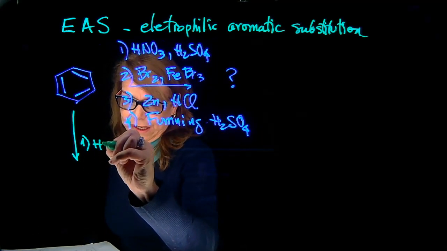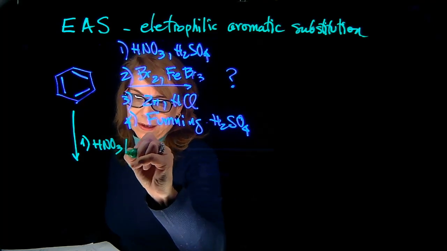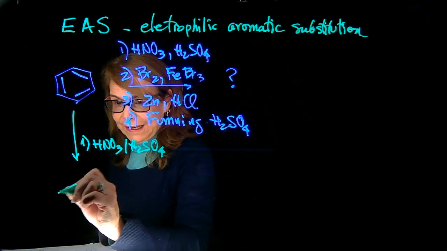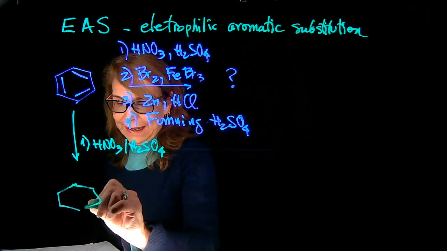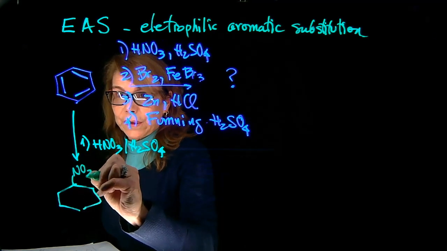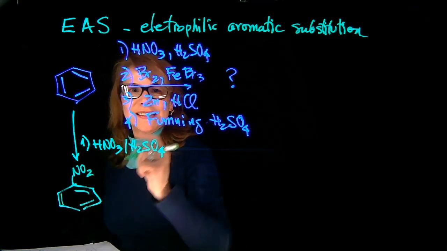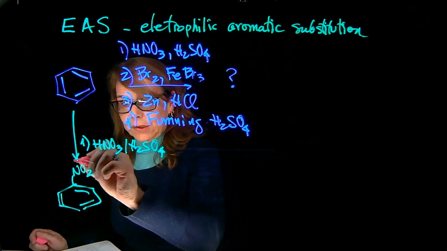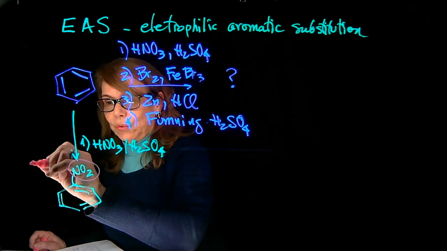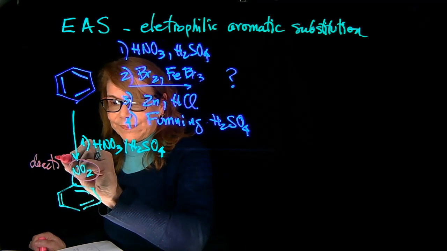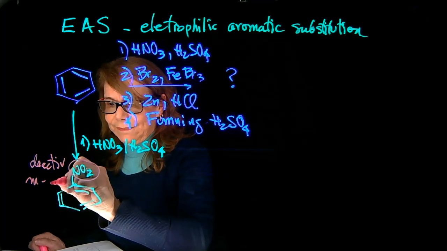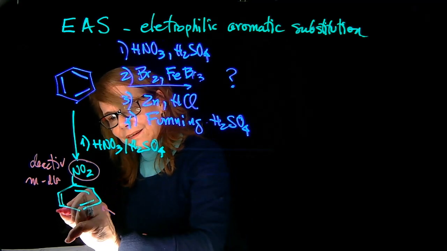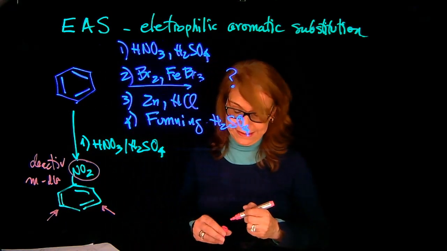So I have nitric acid, sulfuric acid. What this does is you're going to be installing a nitro group here. Second, we have another reaction. Next is to determine what is the nature of that. So the nitro group is deactivating and is meta-directing. So it will direct in this meta position, which are equivalent.